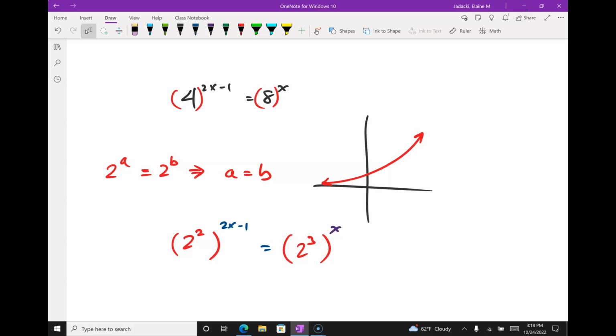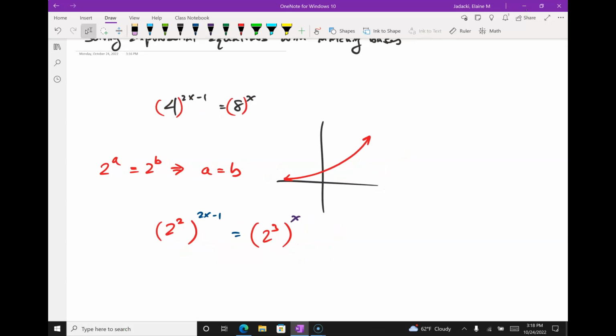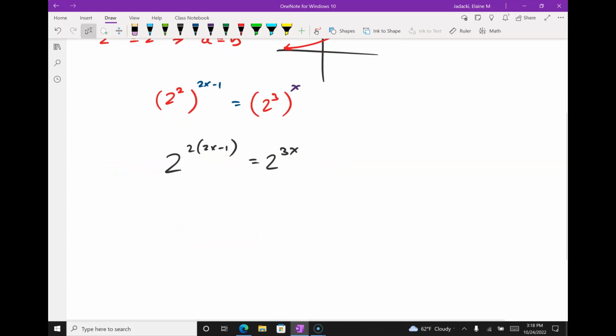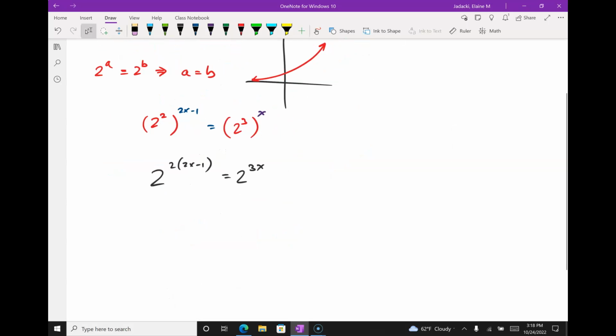Right, right. So what do I do when I raise an exponent to an exponent? What do I do with the exponents? I multiply them. So on the left, I get 2 to the 2 times (x minus 1), and on the right, I get 2 to the 3x. And now, because I know they're 1 to 1, what can I say? I can say that 2 times (x minus 1) has to equal 3x.